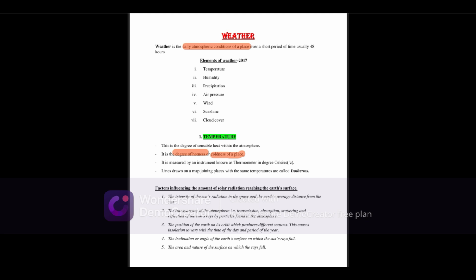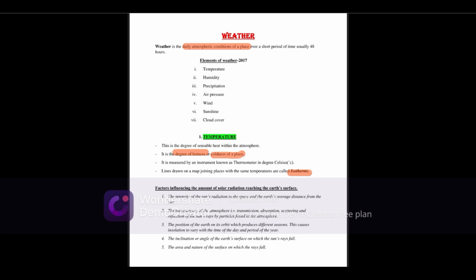Now, it is measured by an instrument called a thermometer, and it is given in degrees Celsius. Now, we have lines that are drawn on a map joining places with the same temperature. These lines are called isotherms.